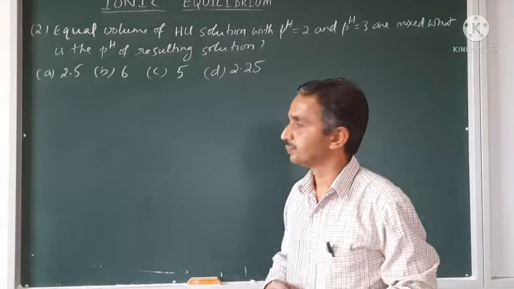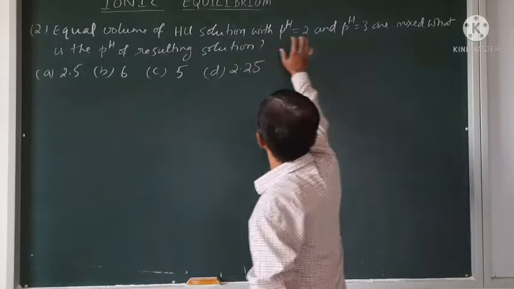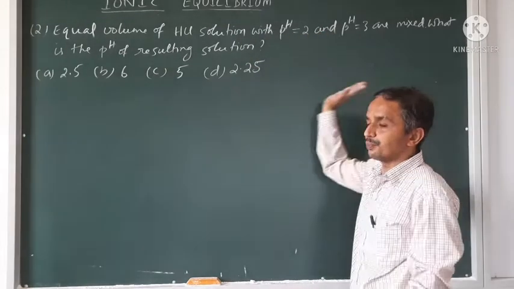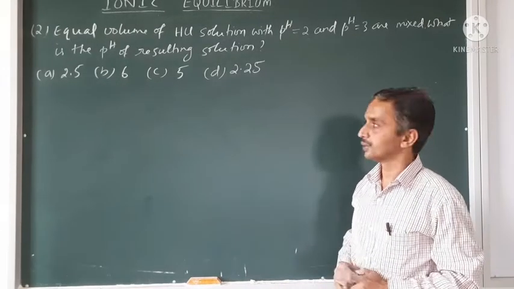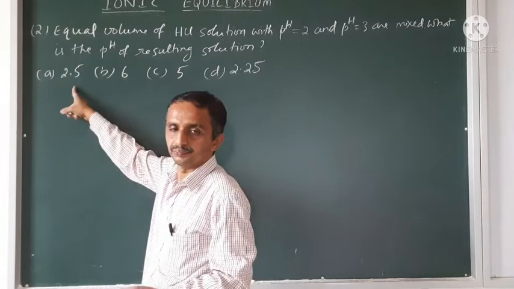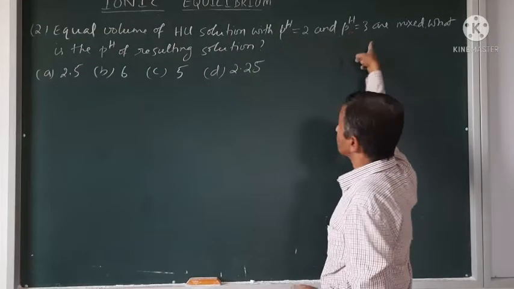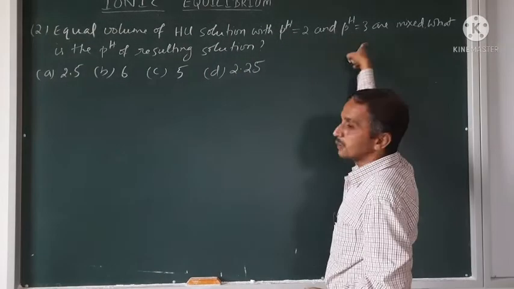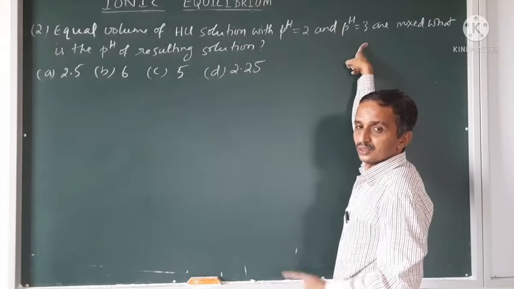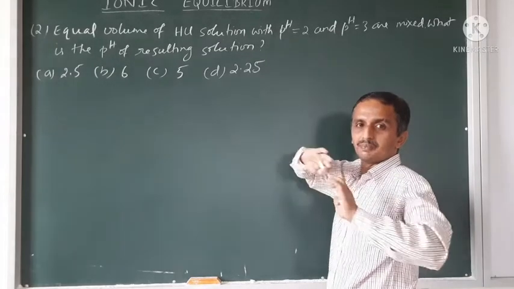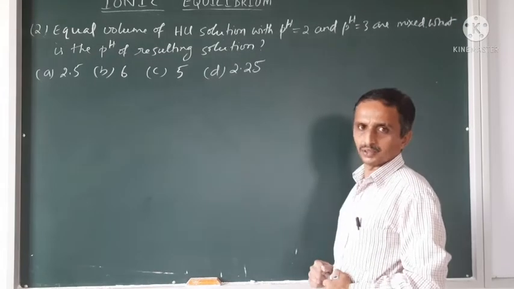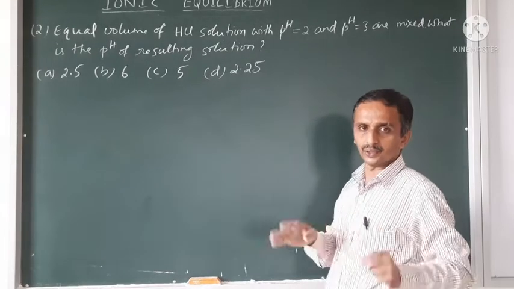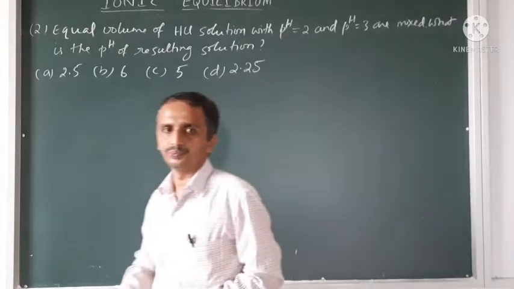Students, don't go for 2 plus 3 divided by 2. Don't go for the average and say 2.5. Or don't go for 2 into 3, 6. Or 2 plus 3, 5. It's not the addition or subtraction or multiplication or division. I am not teaching the maths, remember this? It's not the average taking also. So what do you do?